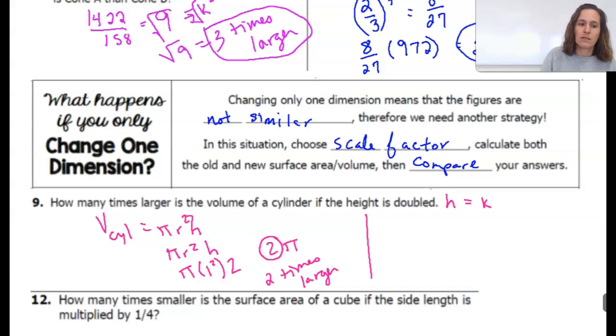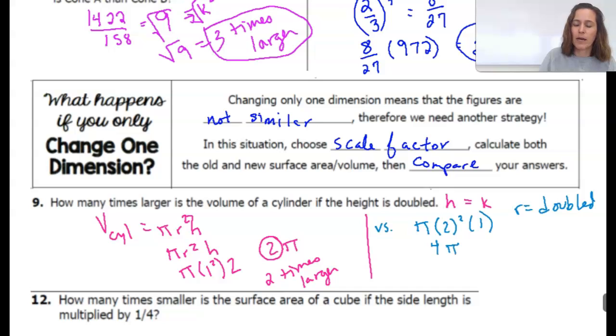Let's compare this to what happens if you change the radius. We'll use our same values. We'll use 2 for the radius and 1 for the height. So we would have pi, let's say we double the radius, so that'd be 2 squared, and we'll say the height is now 1. So we're switching which one's being doubled. When you simplify that, you would have 4 times pi.